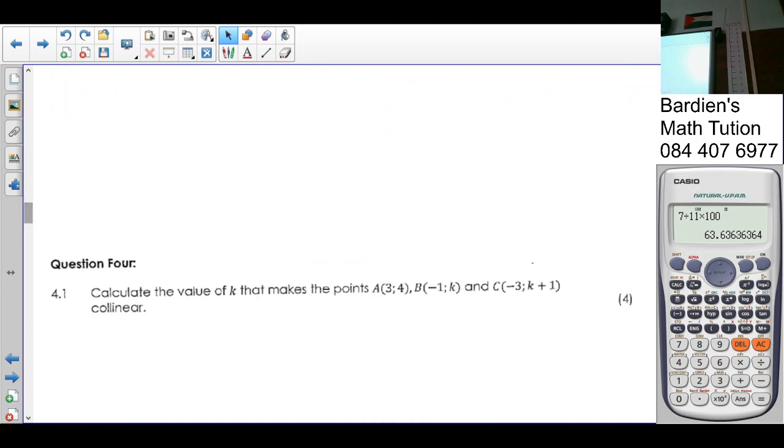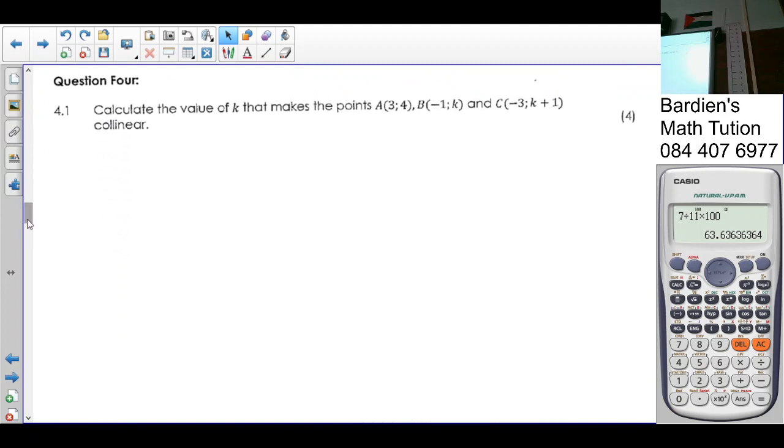Alright, let's go to question 4. Question 4 says calculate the value of k that makes the points collinear. So when are points collinear?